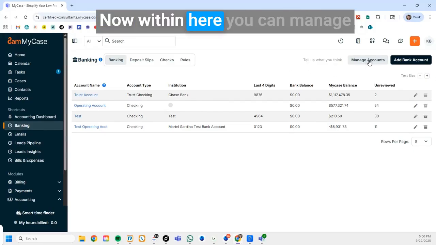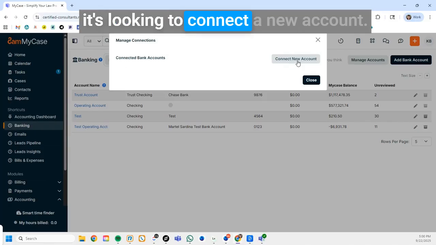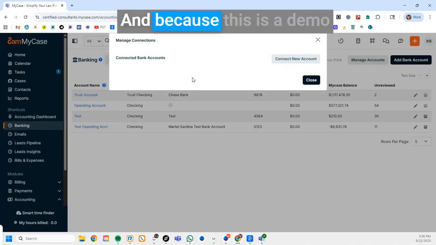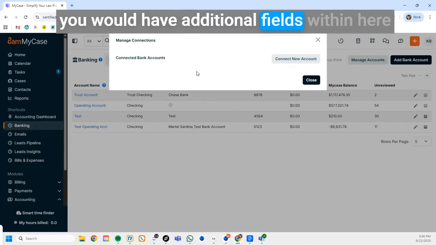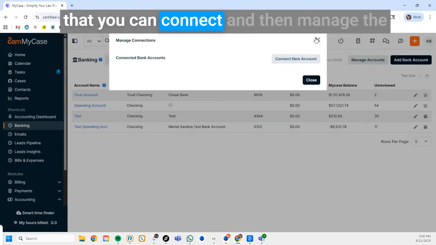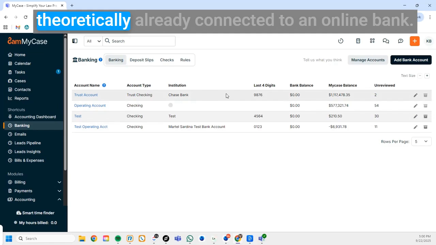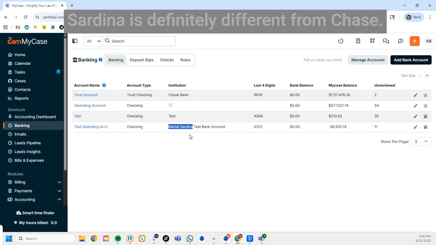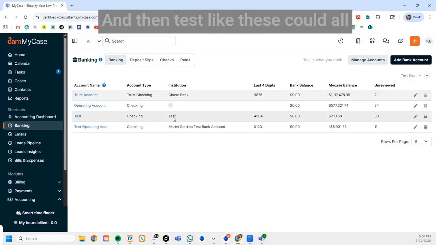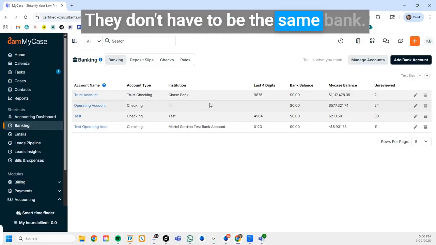Now within here, you can manage accounts, which when you do that, it's looking to connect a new account. And because this is a demo account, I can't do that. You would have additional fields within here that you can connect and then manage the access to these online accounts that are theoretically already connected to an online bank. And they don't have to be the same bank. Like here, Martel Sardina is definitely different from Chase, and then Test. These could all be 4 different banks. They don't have to be the same bank.